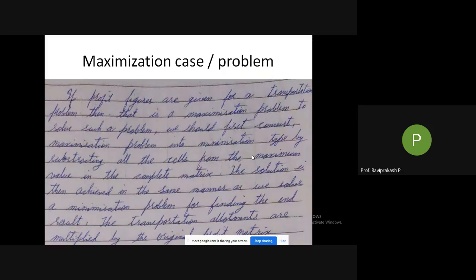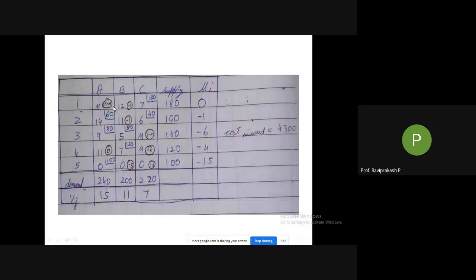Next there is something called a maximization case. Here we need a minimization for transportation. But at times, instead of transportation cost, they will give you profits. In these blocks, the values which were given to you are costs. Instead of cost, they will give you profits. So if you use that particular route, you get this much profit per item of transportation.